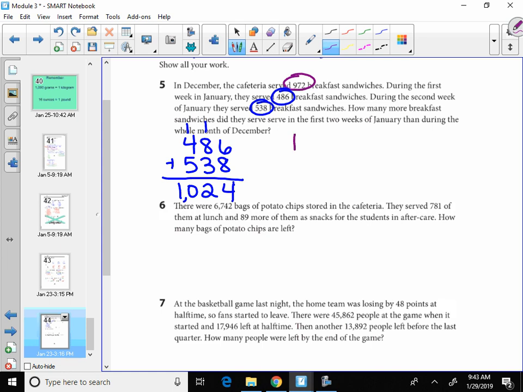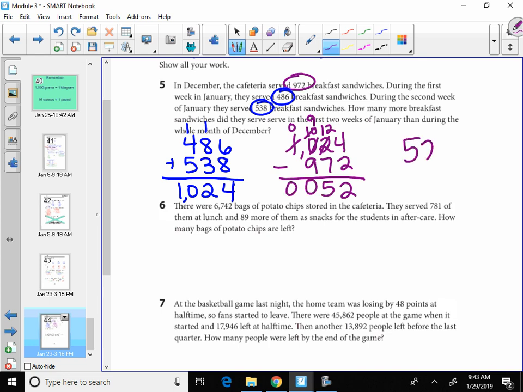And we're going to compare that with the December number that I circled in purple. So we're going to take that combined January number minus the December number, and that will tell us the difference between the two. I cannot do 2 minus 7. I can't take away from nothing, so I'm going to take 1,000, break it into 10 hundreds, take 100, break it into 10 tens, add it to the 2 that are already there, giving us an answer of 52 more sandwiches. So we had to add and then subtract.